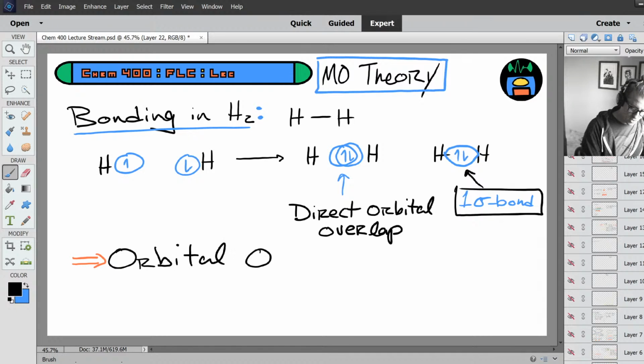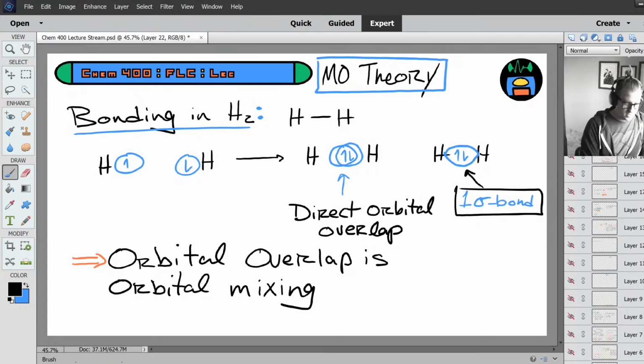Orbital overlap. Every time you do orbital overlap to form a bond, whether it's direct or indirect, orbital overlap is orbital mixing. That's why I said you've been doing more orbital mixing than you know. Every time you've drawn two orbitals in direct orbital overlap with each other, you're mixing two orbitals.